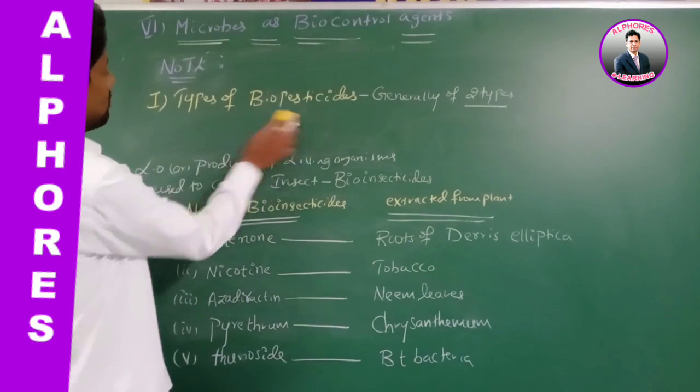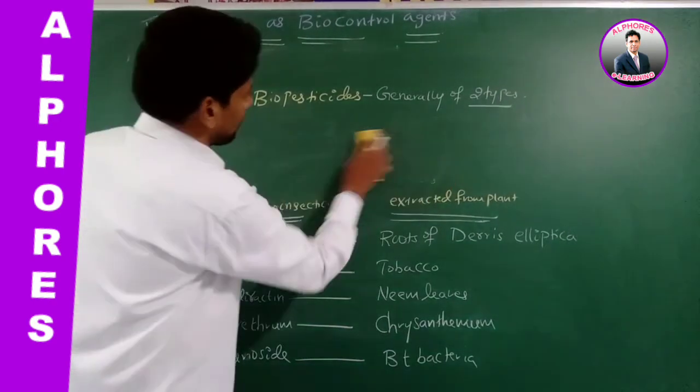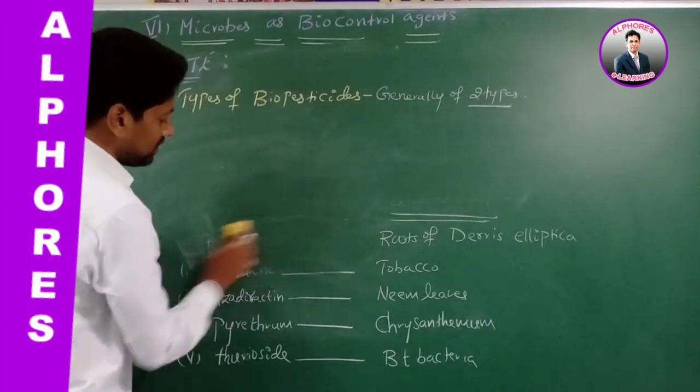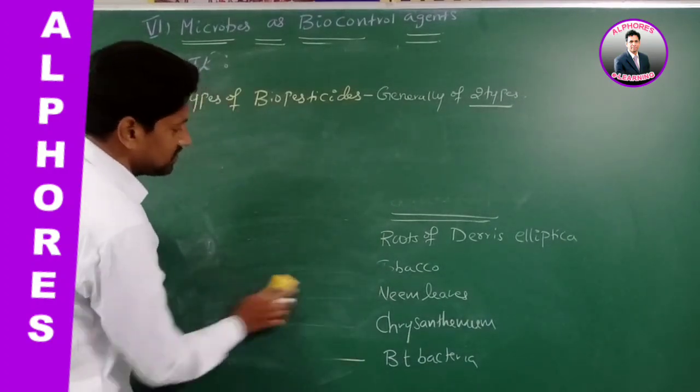Therefore, biopesticides are of how many types? Two types. What are they? The first one is bioherbicides and the second one is bioinsecticides. Is it okay? Right.